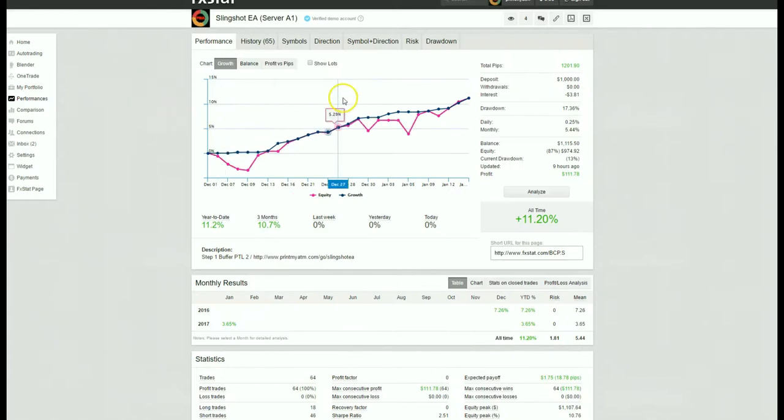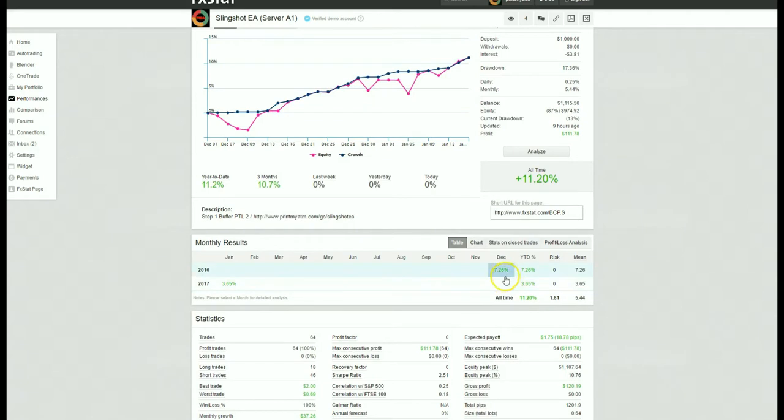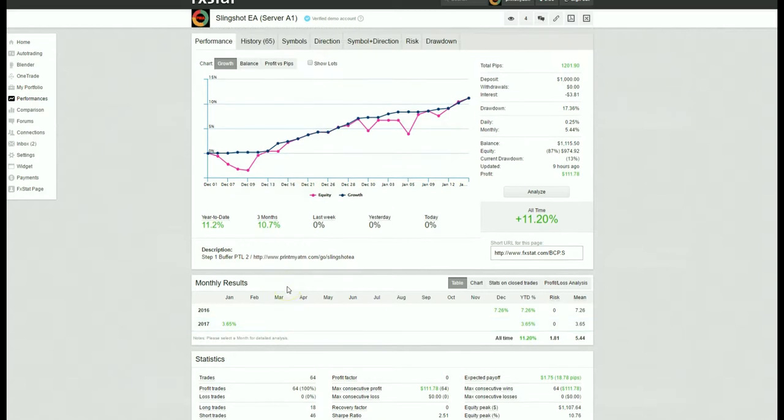And we can take a look at the server A1. As you can see, server A1 cleared 1,200 pips. Its profit is $111, and this is using an extremely, very conservative, okay, step 1 buffer PTL 12, so that's very conservative. So let's take a look. As you can see, December 7%, and January is actually 3%. The trades just cleared out for February and March, so those will be reflecting shortly.